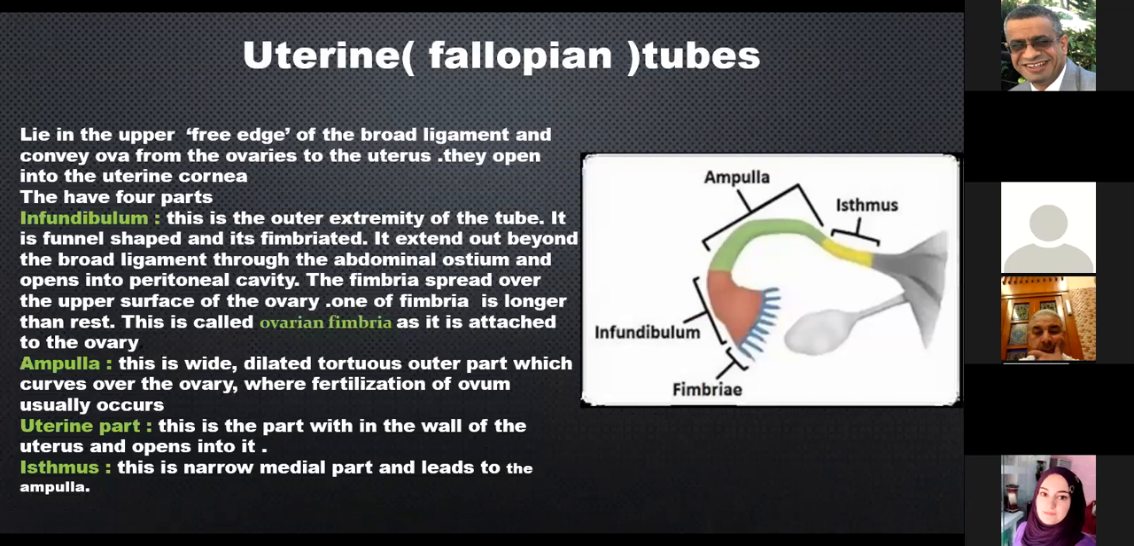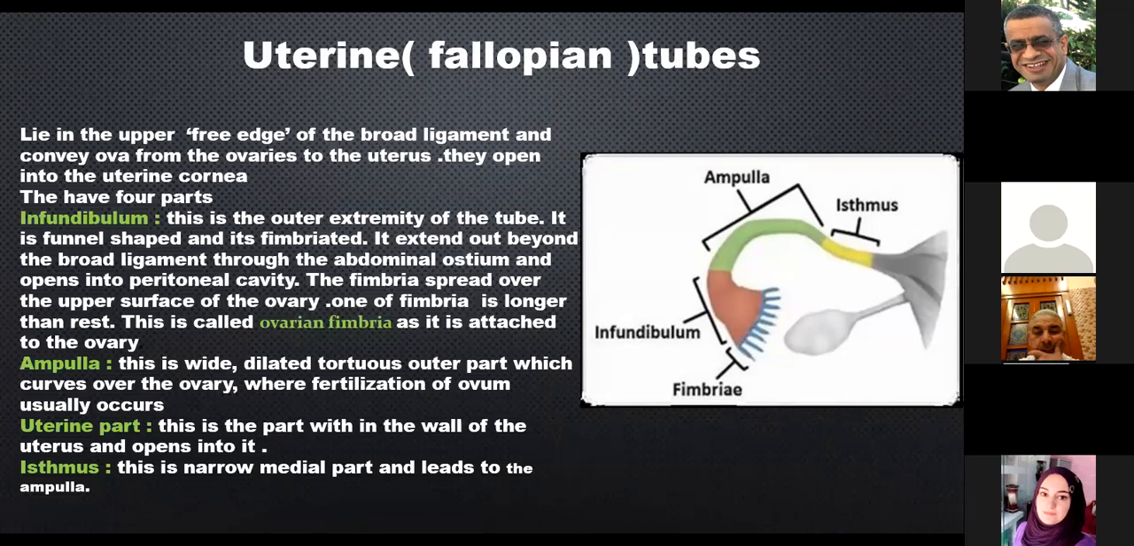The uterine fallopian tubes lie in the upper free edge of the broad ligament and convey ova from the ovaries to the uterus. They open into the uterine cornua. They have four parts. The first of them is the infundibulum. This is the outer extremity of the tube. It is funnel shaped and fimbriated.